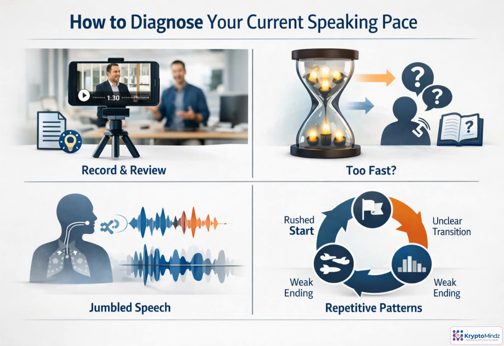A useful first step is to record a 1 to 2 minute explanation of a technical concept. Then listen as if you were the learner. Did each idea have room to land? Were there clear pauses after key terms? Notice shallow breathing, merged words, or fading volume. Finally, look for patterns: rushed openings, messy transitions, and weak endings. Diagnosis turns pace from a vague feeling into something you can deliberately improve.